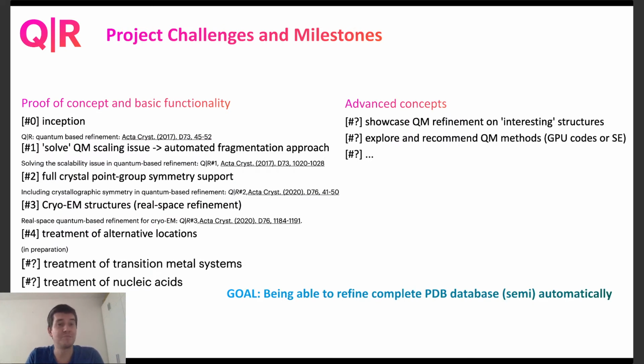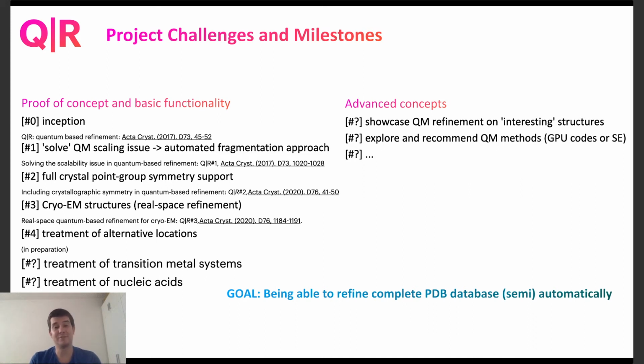The proof of principle was published in 2017. Our approach of solving the QM scaling issue with an automated fragmentation approach was published shortly after. We can already treat full point group symmetry of crystals. And just a few days ago, we published that we can do real space refinement for cryo-EM structures. We're currently working on handling alternative locations. There are still many things to do in the future.